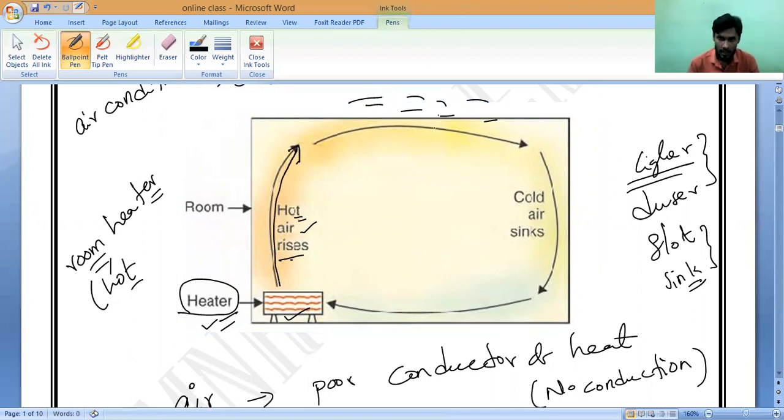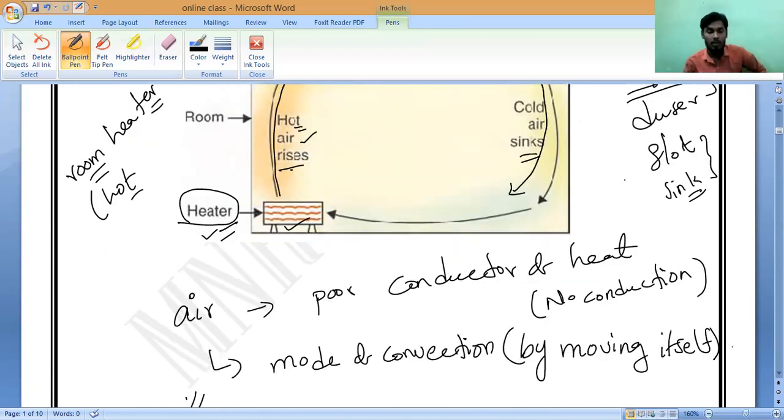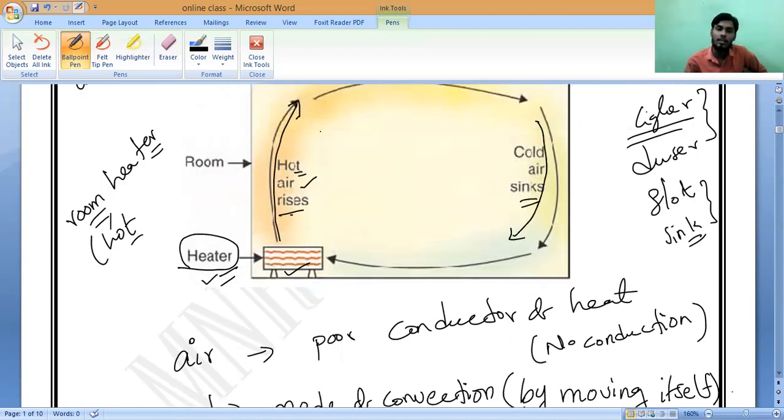So the cool air, or the cold air, present at these regions will start sinking. Sinking means it will start coming downwards. Have you noticed it or not? Yes, sir. That is how convection takes place in air. Hot air always rises into the higher elevations, and the cold air present in the higher elevations keeps coming downwards.